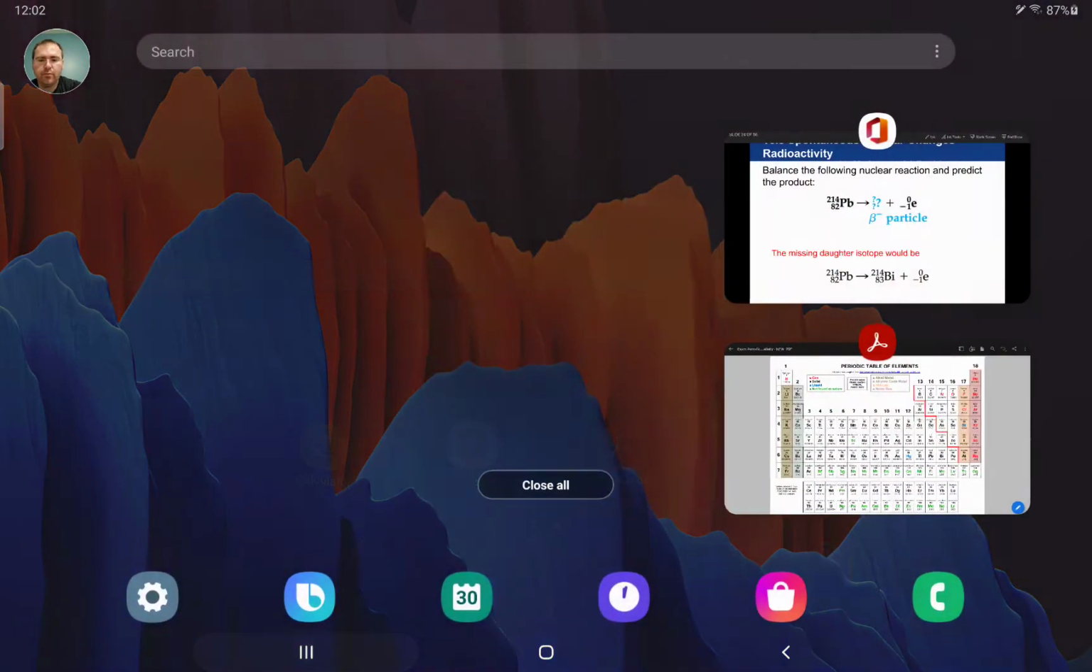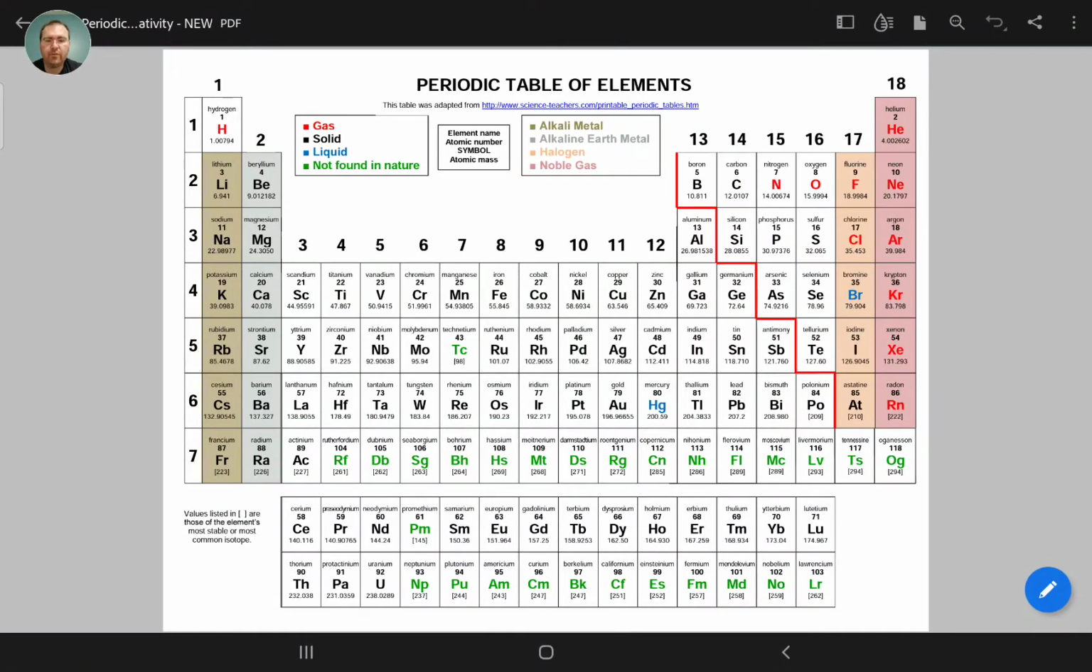So here's our periodic table from the exam. Notice with our lead, so here's lead down here. And notice all we did was we moved forward 1. And that's exactly what we would say would happen in a beta emission. You're always moving forward in beta 1 box in the periodic table.